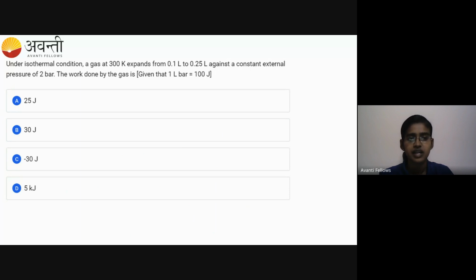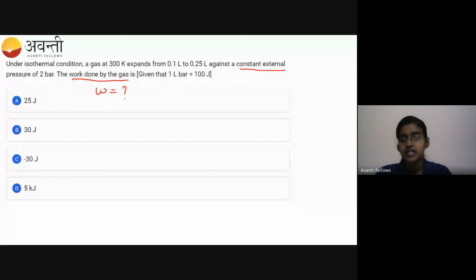Under isothermal condition, a gas at 300 Kelvin expands from 0.1 liter to 0.25 liter against a constant external pressure of 2 bar. The work done by the gas. What we have to find out? Work done we have to find out. Under isothermal condition, the gas is expanding against a constant external pressure. If the external pressure is constant, then it says that the process is irreversible.